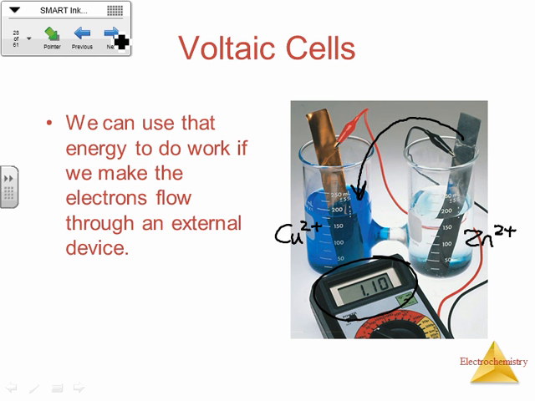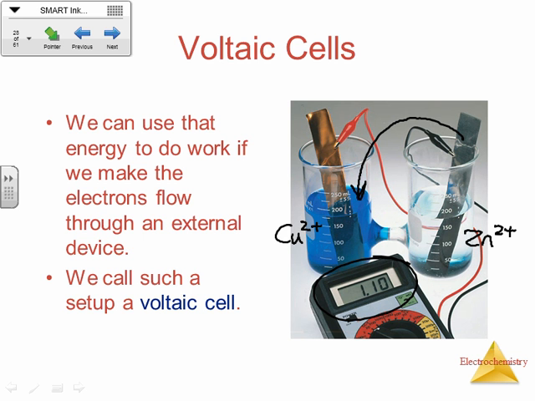So 1.10 volts. But we could hook something else up to it, like a light bulb or something like that, and now we've got current flowing through a light bulb, and as those electrons flow through it, it's going to do something. All right, this is called a Voltaic cell, also called a galvanic cell. All right, same thing. Voltaic, galvanic. You need to understand those are synonyms. Synonym means they're the same.